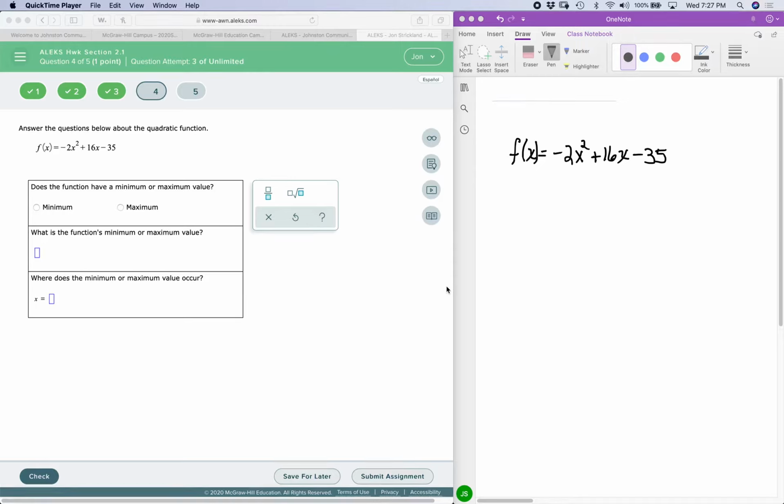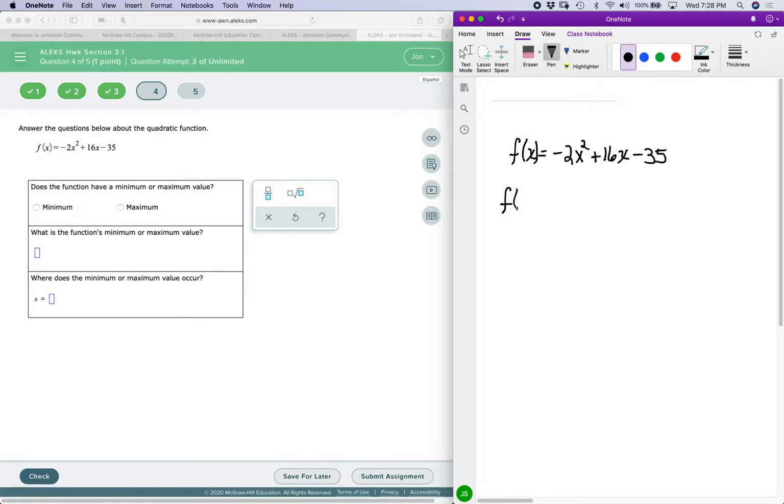Okay, continuing on with section 2.1. We have a function that is quadratic, and we're looking for the minimum or maximum, which essentially stems from the coordinates of the vertex. We have this quadratic function in standard form, and to find the minimum or the maximum, we want to translate this function into its vertex form.